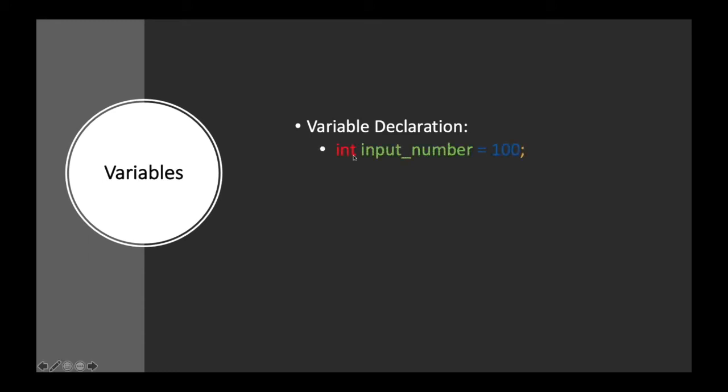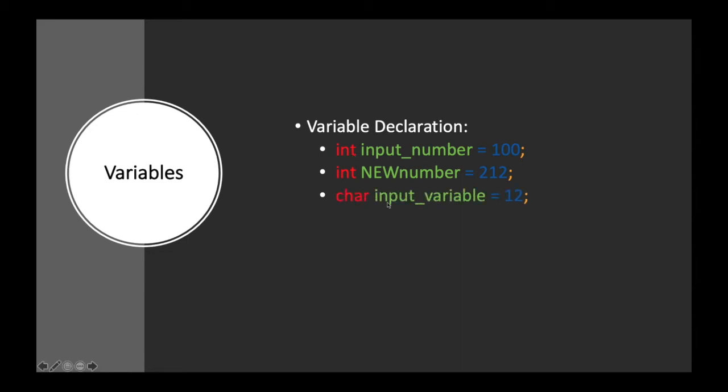First, you write the data type of your variable. In this example, input underscore number is the name of the variable. This variable is going to hold a value of 100, and this variable is of type integer, int. Now, another way to define is I'm defining a variable called new number. This variable is holding a value 212 and it is of type integer. Again, remember, semicolon is used to end this statement. So you have to use that.